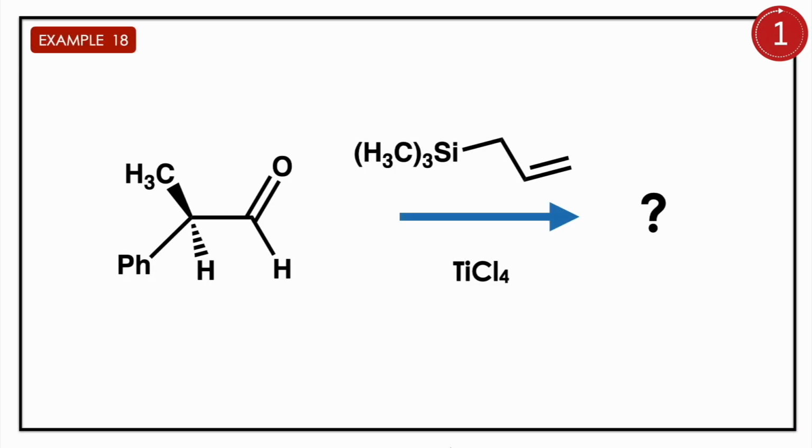Then the next example. Here you have an aldehyde. At the alpha position you have a chiral carbon with phenyl, methyl and hydrogen. Hydrogen is below the plane, methyl above the plane. Here you have an organometallic compound, allyl with silane, and you are using titanium tetrachloride. You should find what will be the final product.